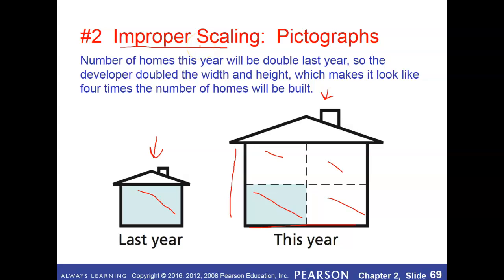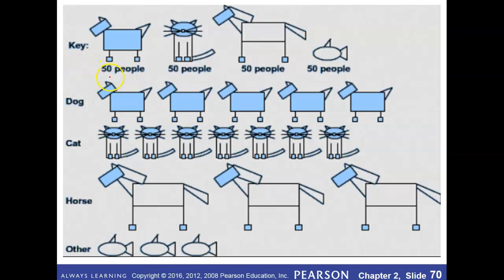A lot of times this happens when you're drawing a picture to represent a certain number of houses sold or a certain number of anything. Here's an example that kind of displays this even more. Each one of these represents 50 of something. So every time people say what's their favorite kind of pet, a dog, cat, a horse, or other, every group of 50 gets a picture. And so, man, at first glance, it looks like horses are the most popular type of pet, but that's only 150 people.